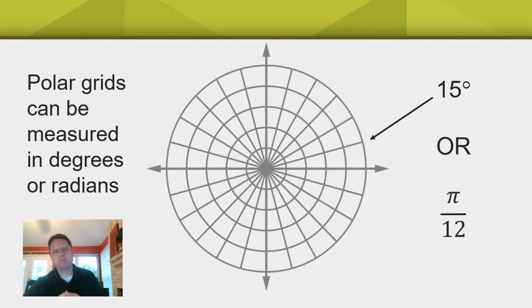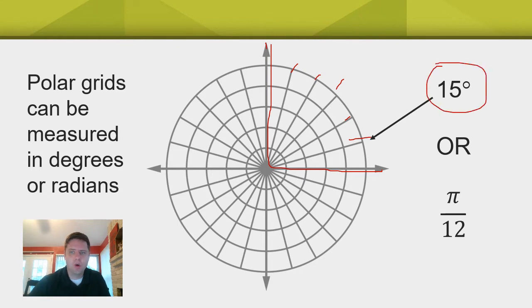Now, polar grids can be measured in degrees or radians. So in this particular example, we see that from 0 degrees here to 90 degrees, we split it into 1, 2, 3, 4, 5, 6 pieces. So 90 divided by 6 is 15 degrees. Or we also know that as pi over 12. Remember, going all the way from here to here would be 1 pi, and so this has been split into 12 sections. So it'll be pi over 12 for just this amount, or 15 degrees.